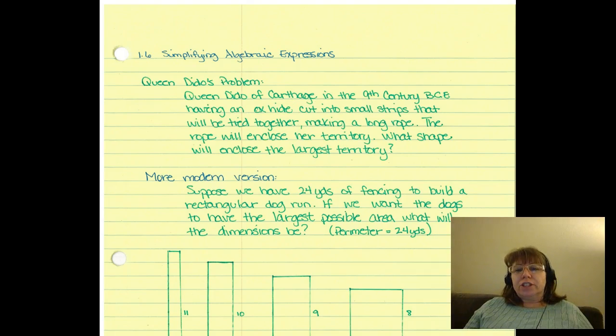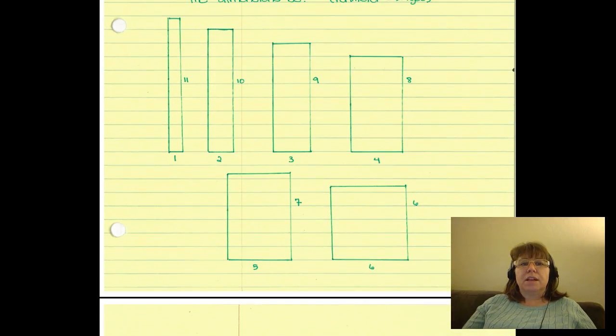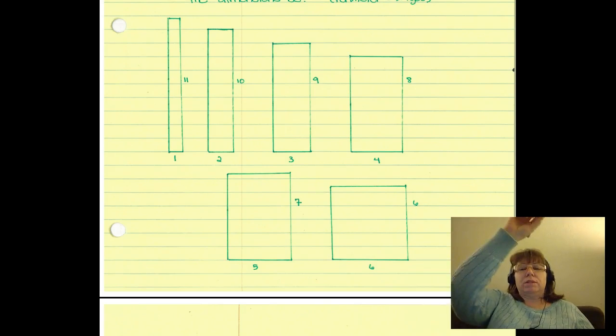So the more modern version of the story is we give you some fencing, and we want to know how large of an area you can fence in. So if I give you enough fencing to go around 24 yards, how large can I make that rectangle? I've drawn quite a few shapes using the same 24 yards of fencing. The perimeter: a fence goes around the outside of a yard, and if I walked around the outside of the yard, I would go a certain distance. That distance is always 24 feet, no more, no less.